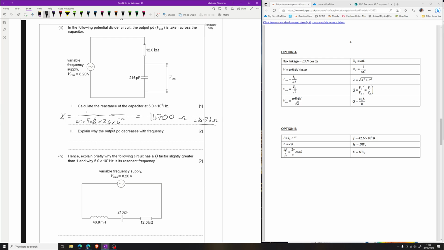Okay, explain why the output PD decreases with frequency. For 2 marks here, so 2 points to make. So the first point we'll make is that the reactance will decrease with frequency. So reactance is proportional to 1 over f. So decreases with frequency.